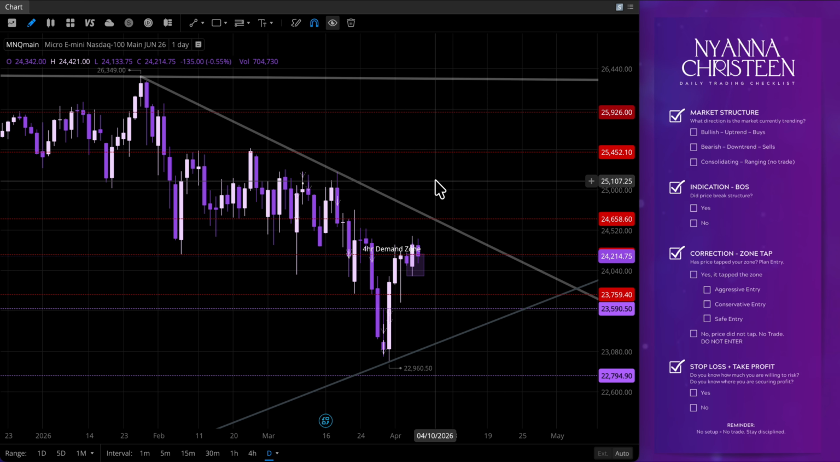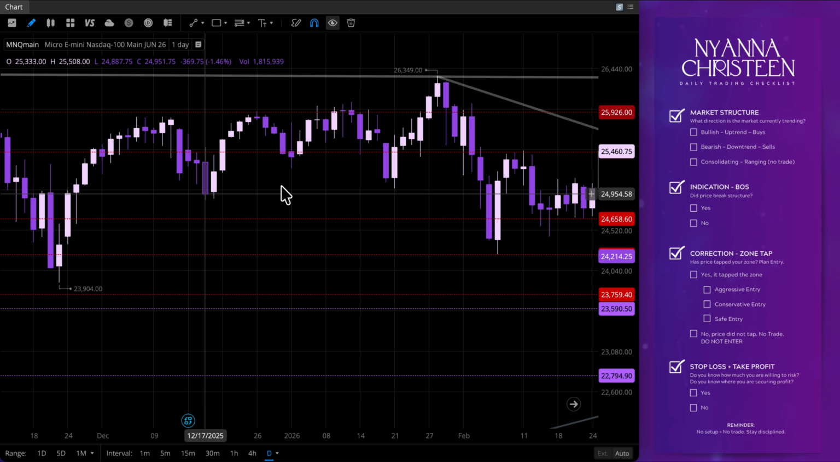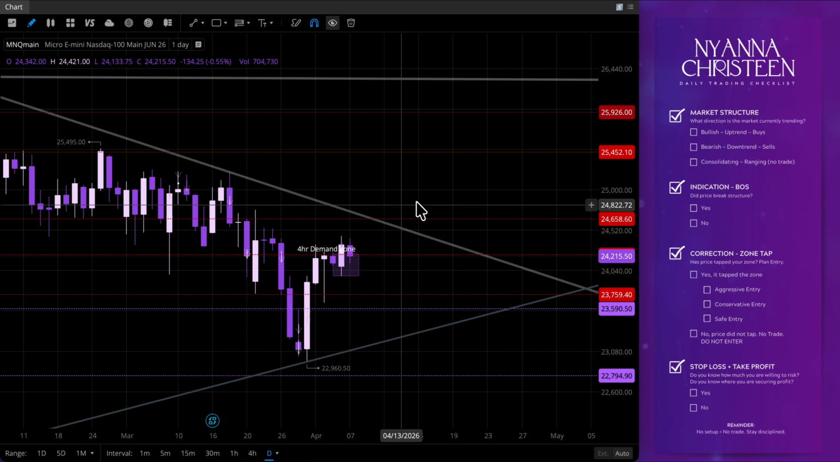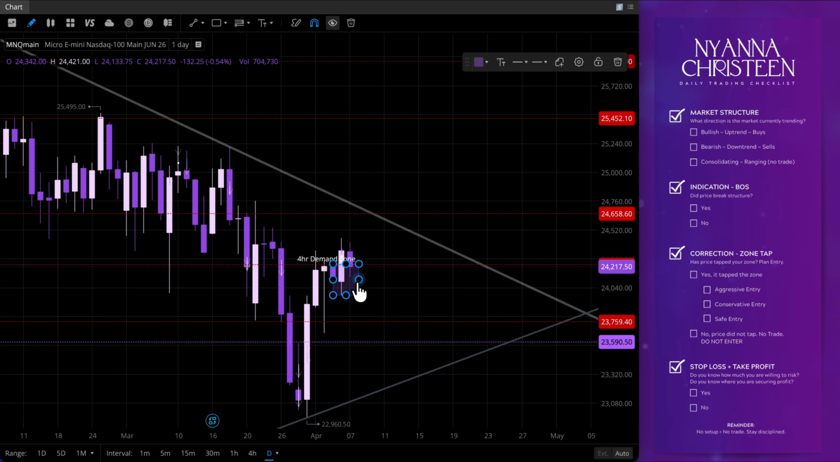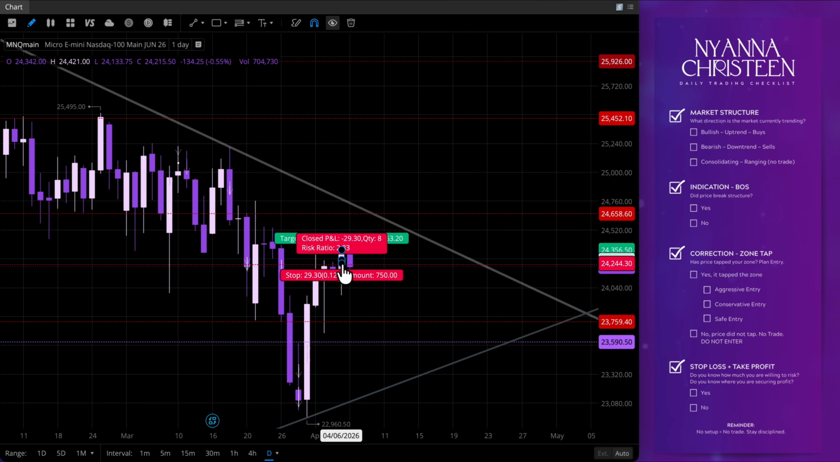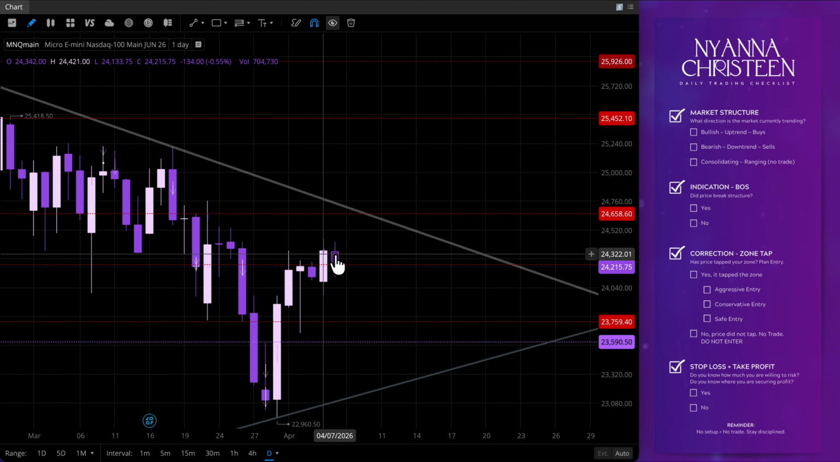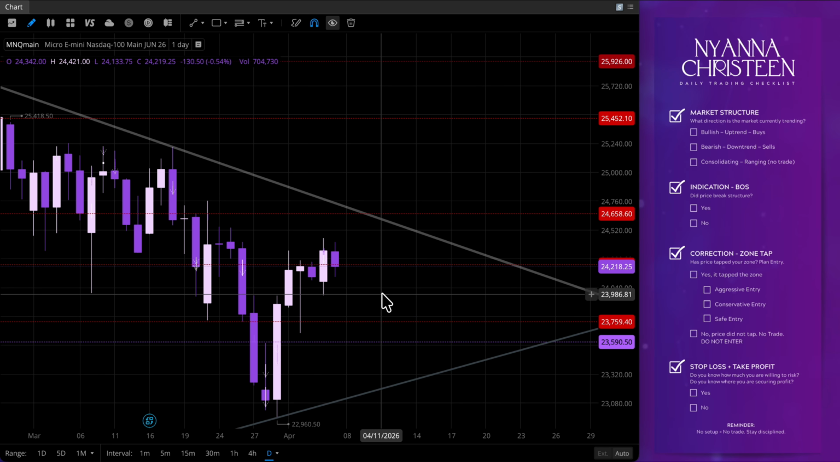So now that we got that out the way, currently I don't really care about anything else. Currently, price is on a downtrend, and the current candle on the daily, I'm going to delete this for now, the current candle on the daily is bearish. So price is going down, or aka sellers are in control.